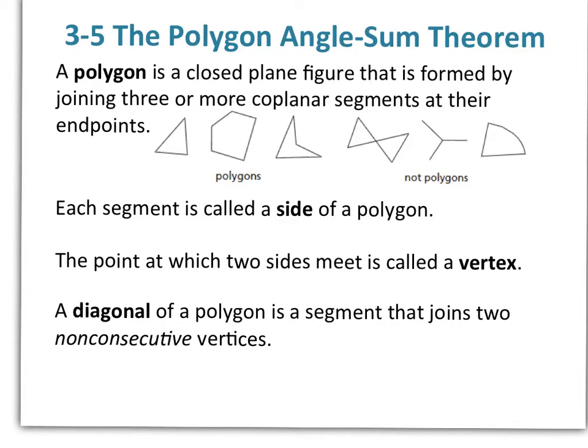Each segment is called a side of the polygon. The point at which two sides meet is called a vertex. And a diagonal of a polygon is a segment that joins two non-consecutive vertices.